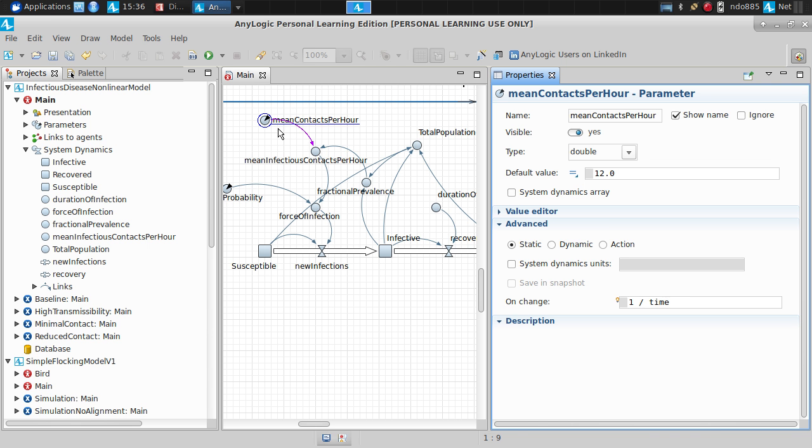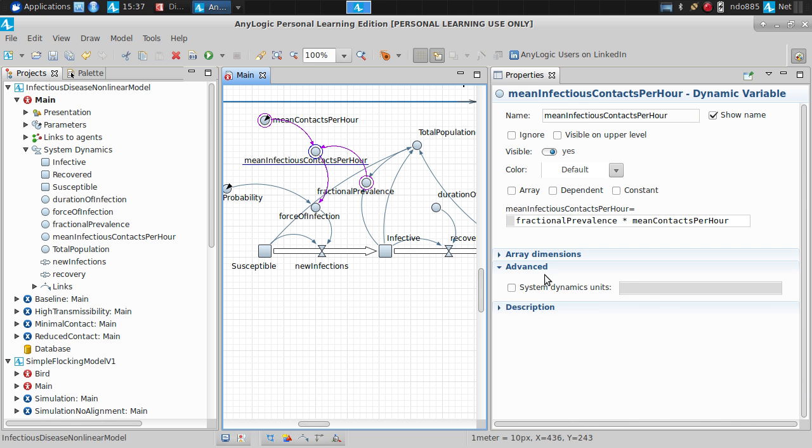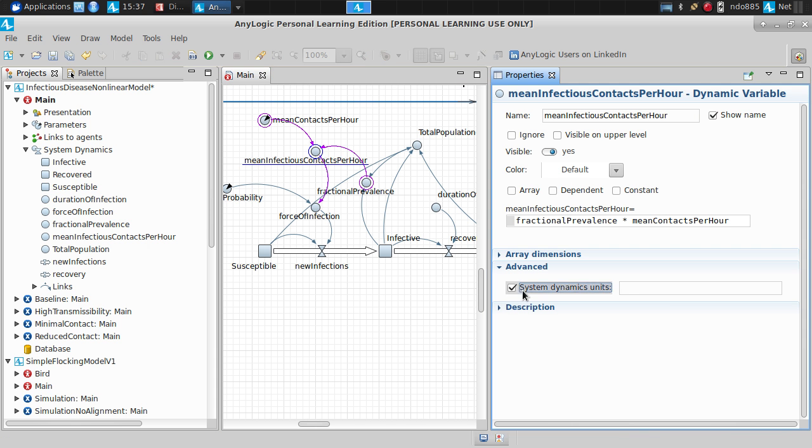Oh, no, this is mean. Should be in system dynamics units. Oh, gosh. Oh, wait a minute. Yeah, thank you, man. Okay, great. Ladies and gentlemen, I'm grateful for your paying attention. System dynamics units, okay? Mean infectious contacts per hour. What has this got to be? The same thing. Why is it the same? Because it's 1 times it. Yeah, so this is 1 over time, ladies and gentlemen. 1 divided by time. Yeah?